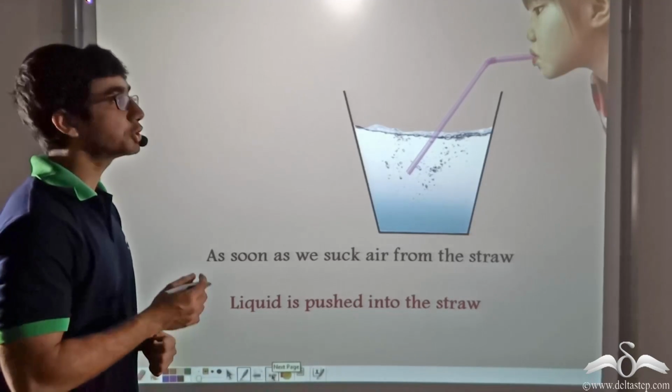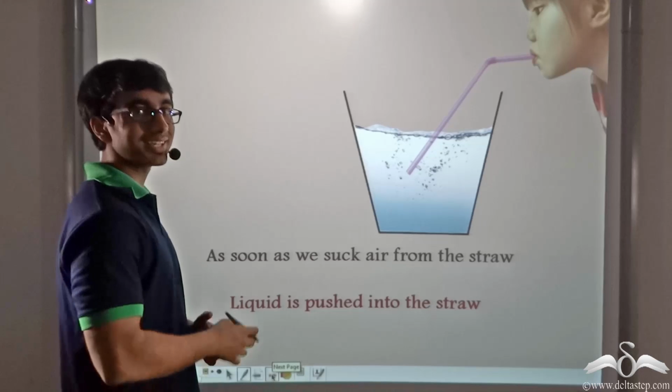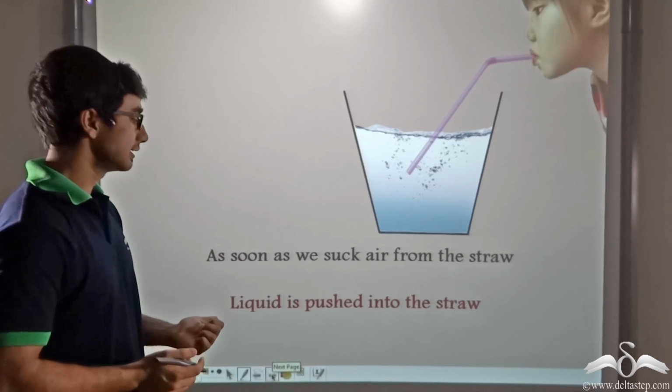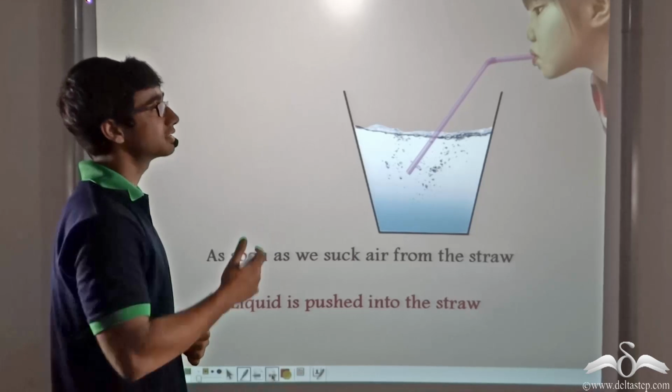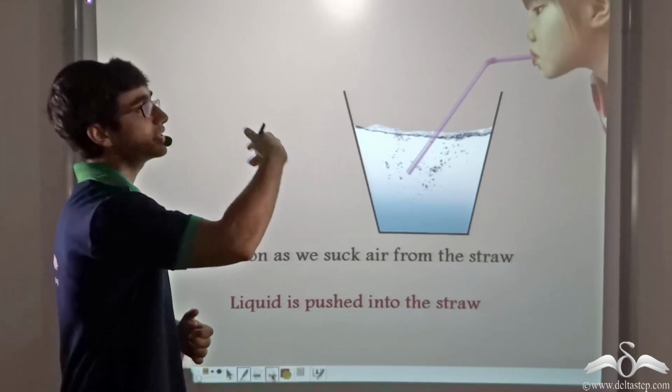However, the moment you bring your mouth to the straw and start sucking, you will find that liquid is pushed into the straw, which is why you're able to drink the moment you start sucking from the other end of the straw.